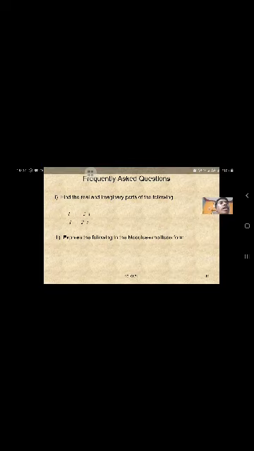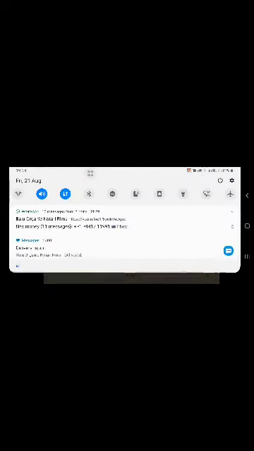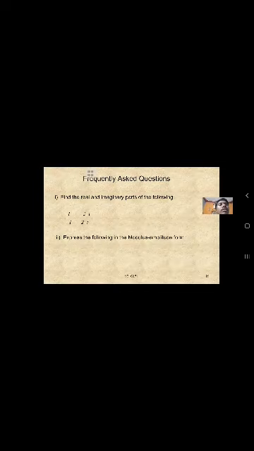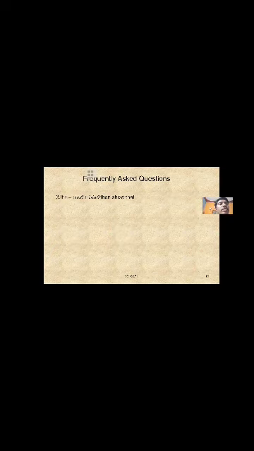See here, first one. Find the real and imaginary parts of the following: 4 plus 2i by 1 minus 2i. Second question. Express the following in the modulus amplitude form: root 3 plus i.